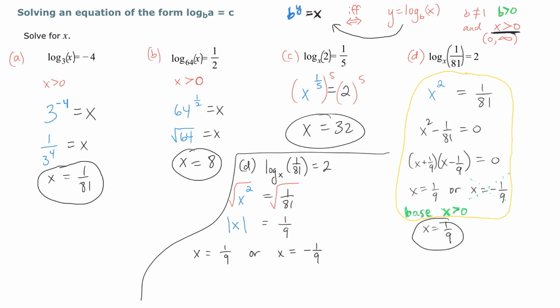And notice we're back at the same spot. Once again, we're at the point where the base x has to be greater than 0. And so that leads you to lightly cross this one out. And then we have x is finally equal to 1/9. And I could circle that as the final answer.